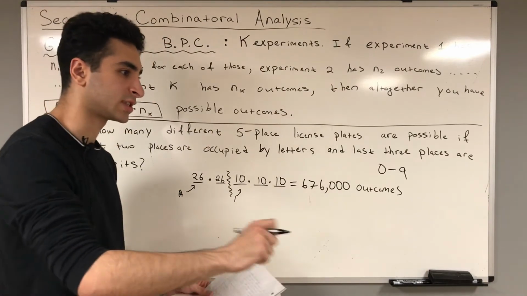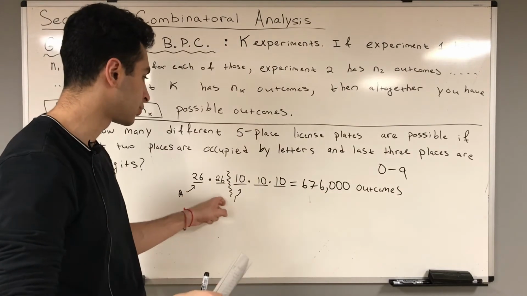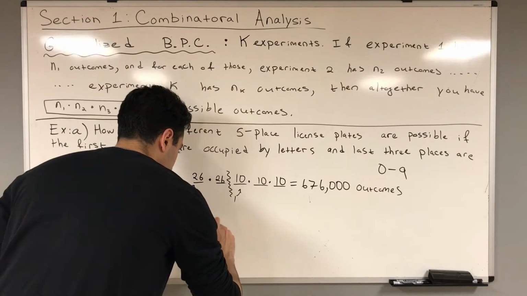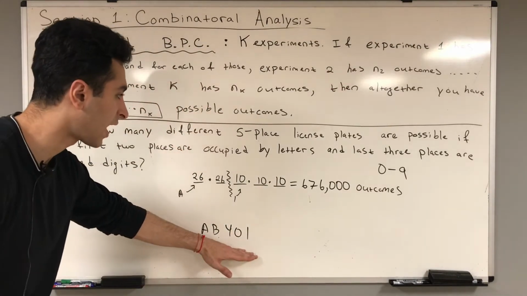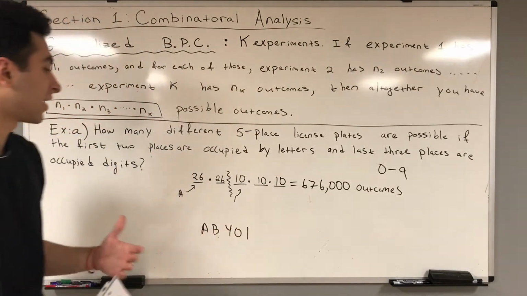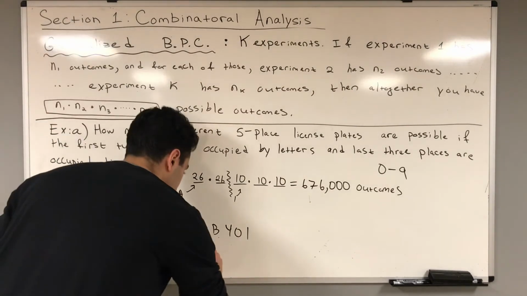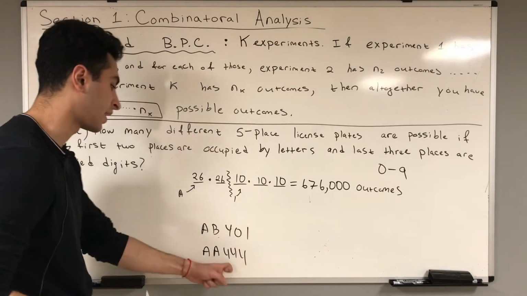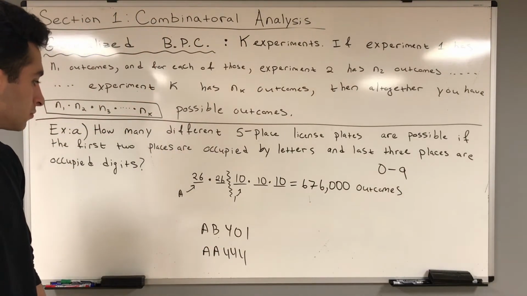Think of when you're driving, you see someone's car, you see that they have 5 places, and the first 2 places are occupied by letters. So for example, you could have someone's license plate be like A, B, 4, 0, and 1, right? So this is just one type of outcome out of the 676,000 outcomes out there. And that's actually crazy to think about. So, yeah, and remember, you could repeat anything you want. So you could have had AA 444, which is again another outcome out of all of these types of outcomes for your license plate. Yeah, that's it.